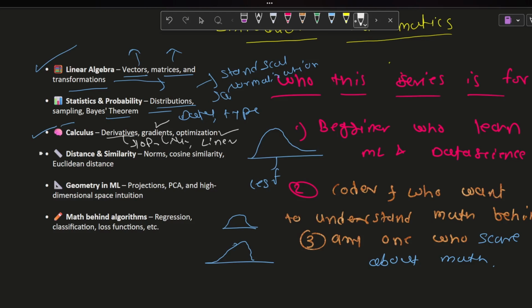Similarly distance, norm, cosine similarity, and Euclidean distance are useful when you learn about k nearest neighbor. Similarly geometry of ML, PCA, which means reducing dimensions from high dimension to low dimension, and the math behind algorithms: regression, classification, and loss functions. Those are all concepts we are going to learn.